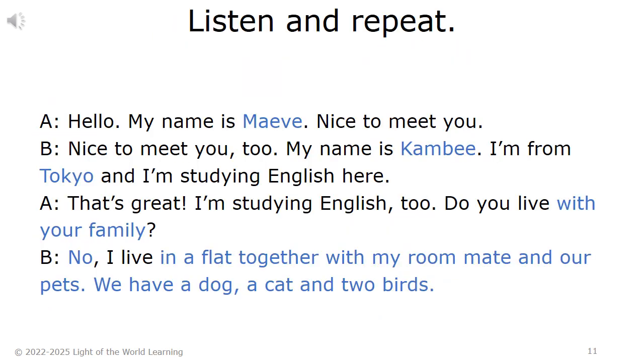Listen and repeat. Hello, my name is Maeve. Nice to meet you. Nice to meet you too. My name is Kambi. I'm from Tokyo and I'm studying English here. That's great. I'm studying English too. Do you live with your family? No, I live in a flat together with my roommate and our pets. We have a dog, a cat and 2 birds.